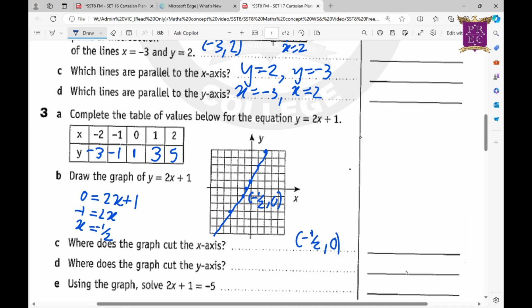Where does it cut the y-axis? We already know from here. It's 0, 1. And using the graph, solve for 2x plus 1 is equal to -5. Okay, using the graph. Where is it -5? 1, 2, 3, 4, 5. I think that's right. So 1, 2, 3, 4, 5. It's around here.